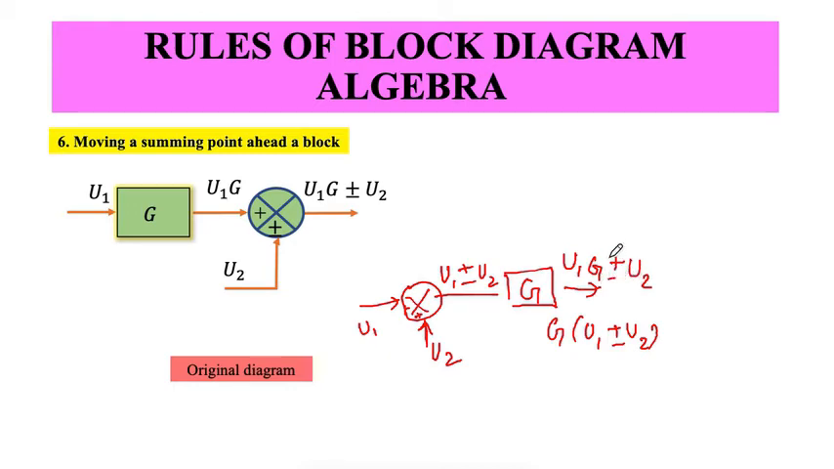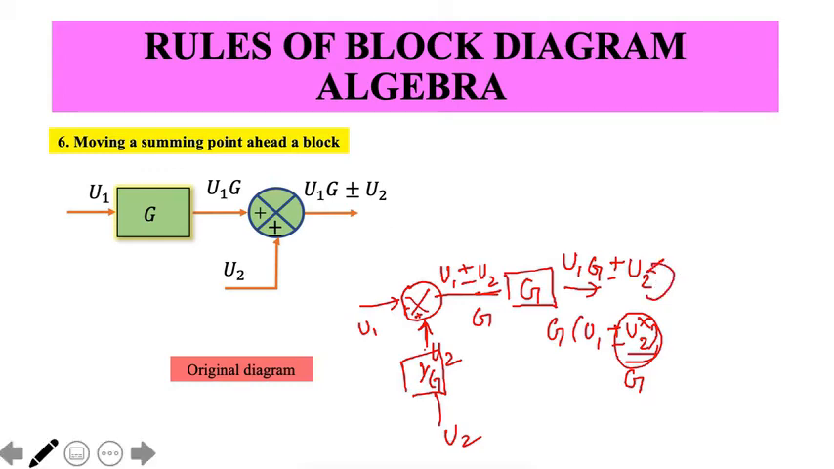So I have u2 multiplied by g, which I don't want. I want u2 just to be itself. Okay, so therefore I add a block here, 1 by g, before u2. Now the signal looks a little better, right? So over here I will have u2 by g, and here again u2 by g, so g will cancel and I will get this output.